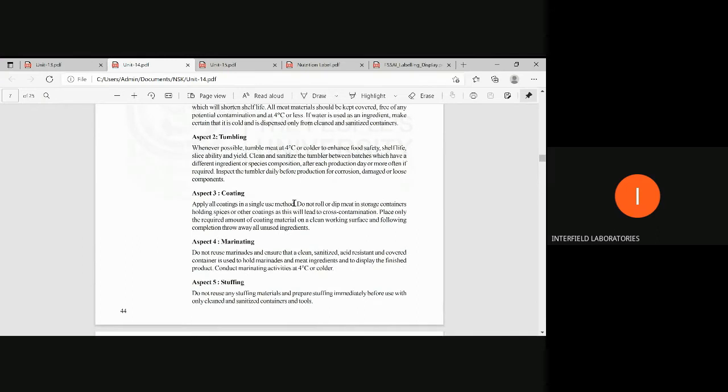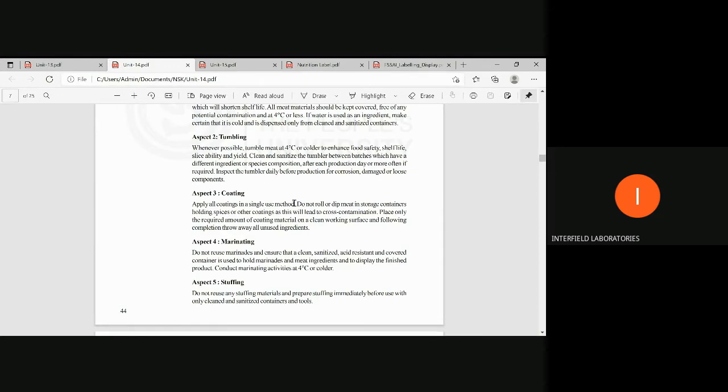Now the coating of sausage. It's coating of the material. So apply all the coatings in a single use method. Place only the required amount of coating material on a clean working surface. And after the coating is completed, throw away all unused ingredients. It should not be used for next day. So after the completion of coating, the unused ingredients should be thrown away.